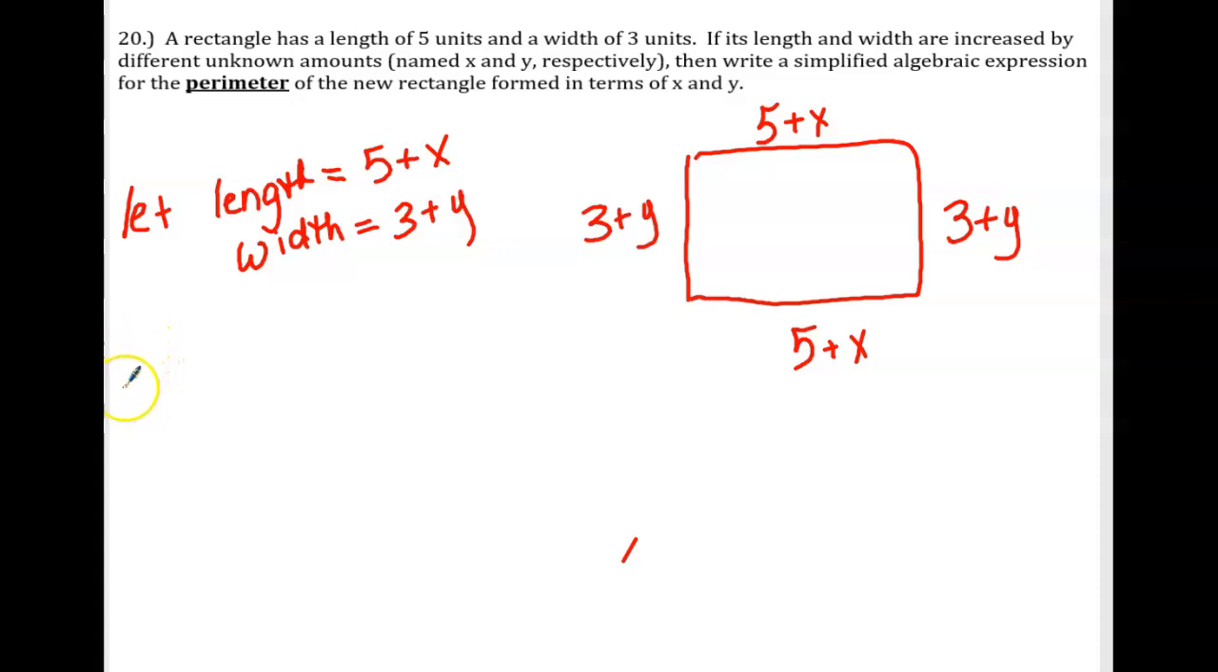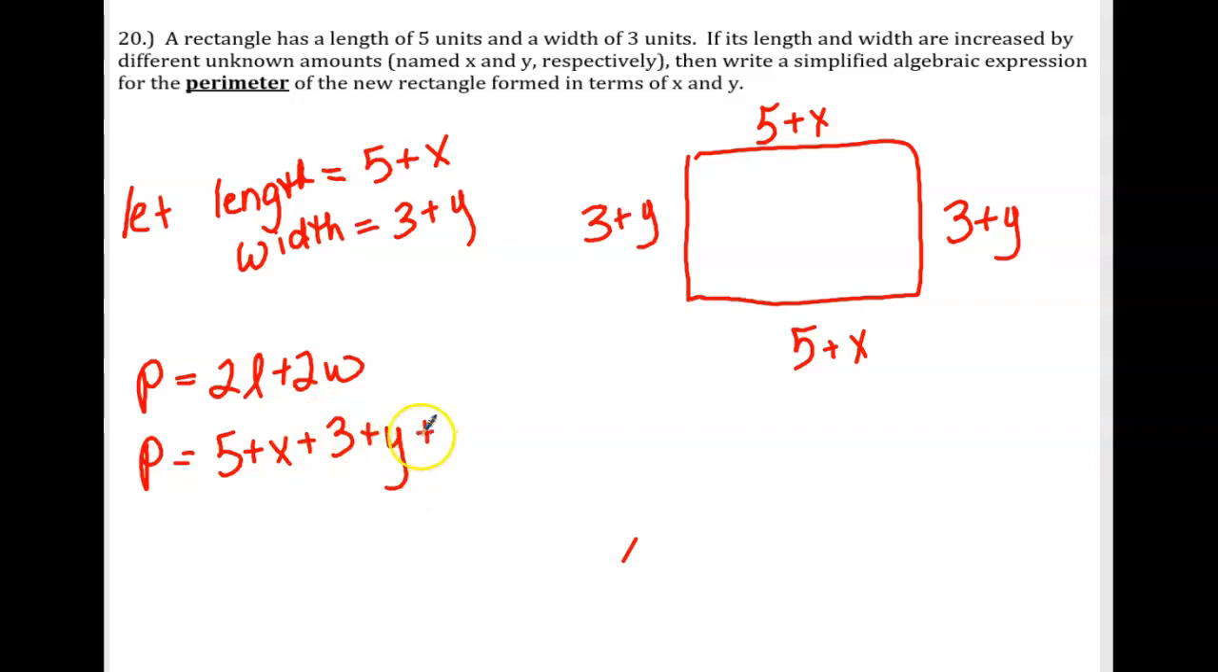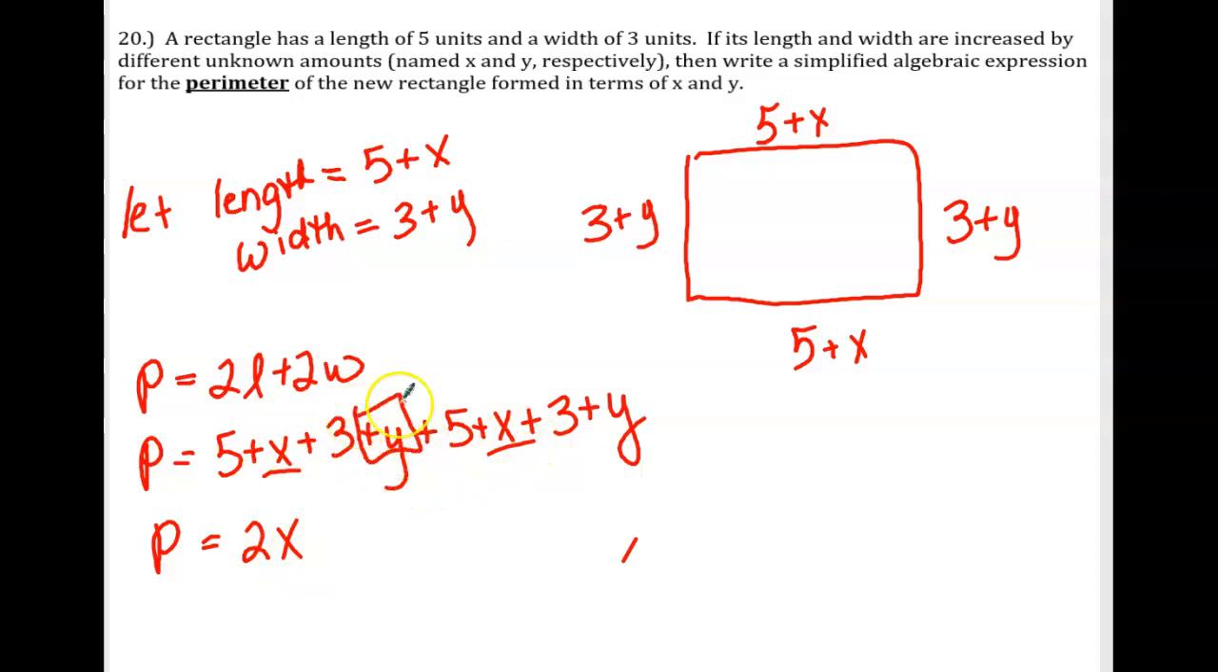We could do it a couple of different ways. We could say the perimeter is 2 times the length plus 2 times the width, or we could say the perimeter is just adding them all up, which I'll show you this way. We take 5 plus x plus 3 plus y plus 5 plus x plus 3 plus y. You add it all up and you're going to find that your perimeter is, how many x's? 2 x's. When we combine our like terms, we've got 2 y's, and our constant would be 16.